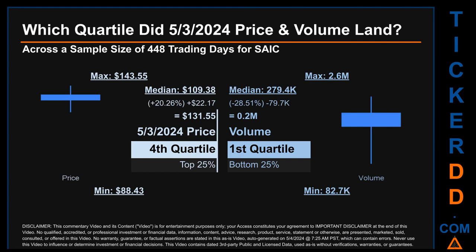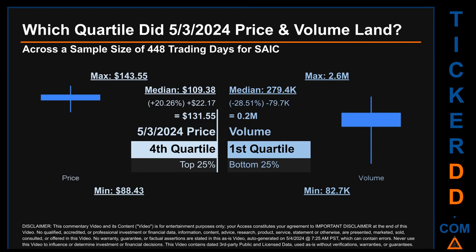Which quartile did the 3rd of May 2024 price and volume land? Across a sample size of 448 trading days, the maximum end-of-day price for SAIC was $143.55 while the minimum was $88.43. Within that price range, the 3rd of May 2024 price, of $131.55, landed within the 4th quartile, meaning that it was within the top 25% of all sampled end-of-day prices.